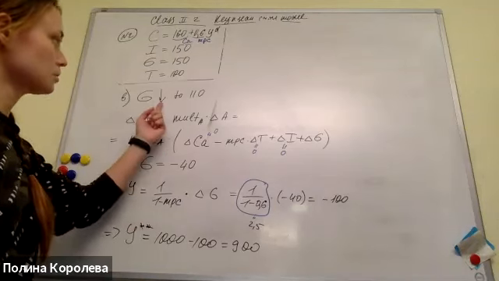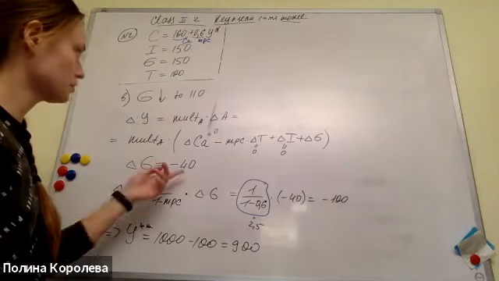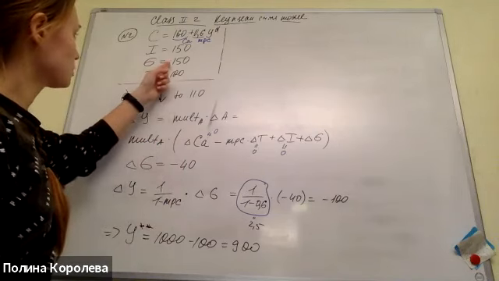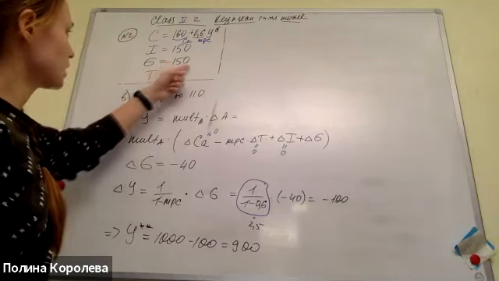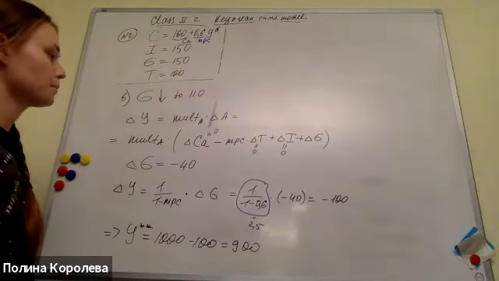I'm sorry, can I ask a question? Please. Can you explain please one more time why we have minus 40, not just only 40? Because government spending decreases, not increases. If we will have 40, that means that they became 190. Okay, I understand. Thank you.